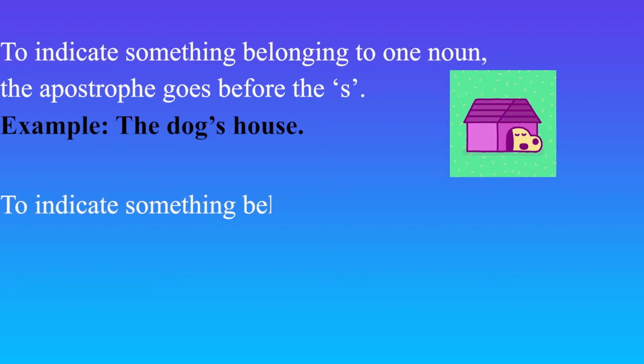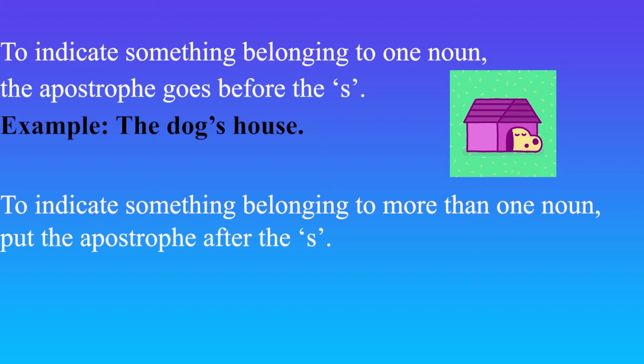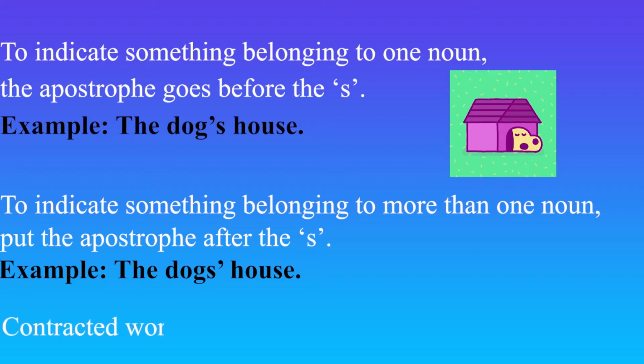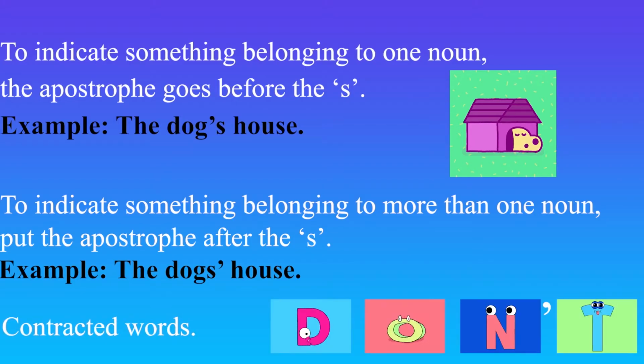To indicate something belonging to more than one noun, put the apostrophe after the S. The dogs' house. Apostrophes are also used to indicate a contracted word. For example, "don't" uses an apostrophe to indicate that the word is missing the letter O from "do not".